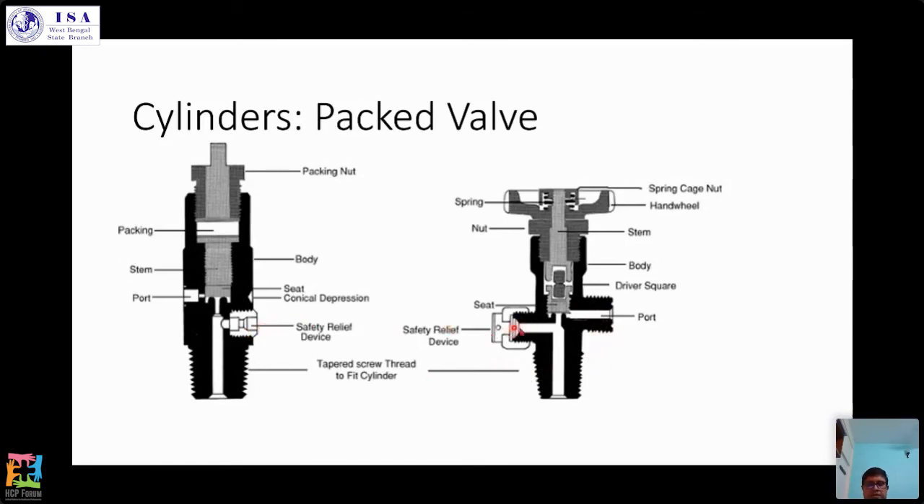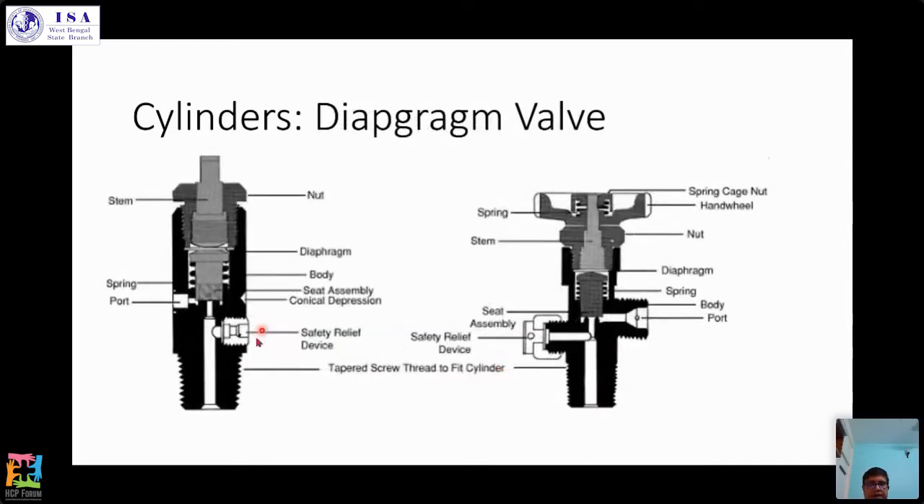Now there is a safety relief device on both these types of valves, whether this is a packed valve or a diaphragm valve. This safety assembly can be of different types, but the basic purpose is the same: it allows the gas to escape in case there is a sudden pressure buildup.